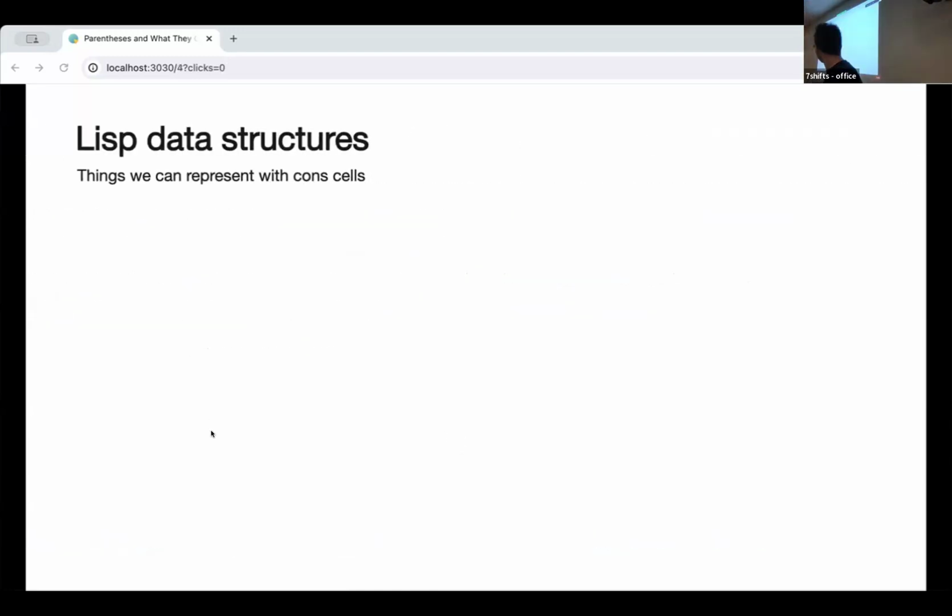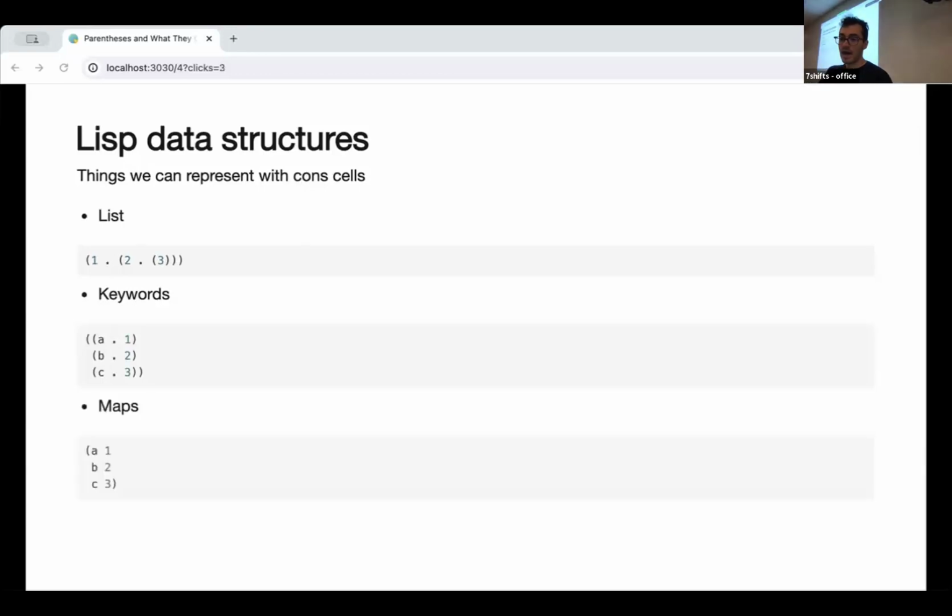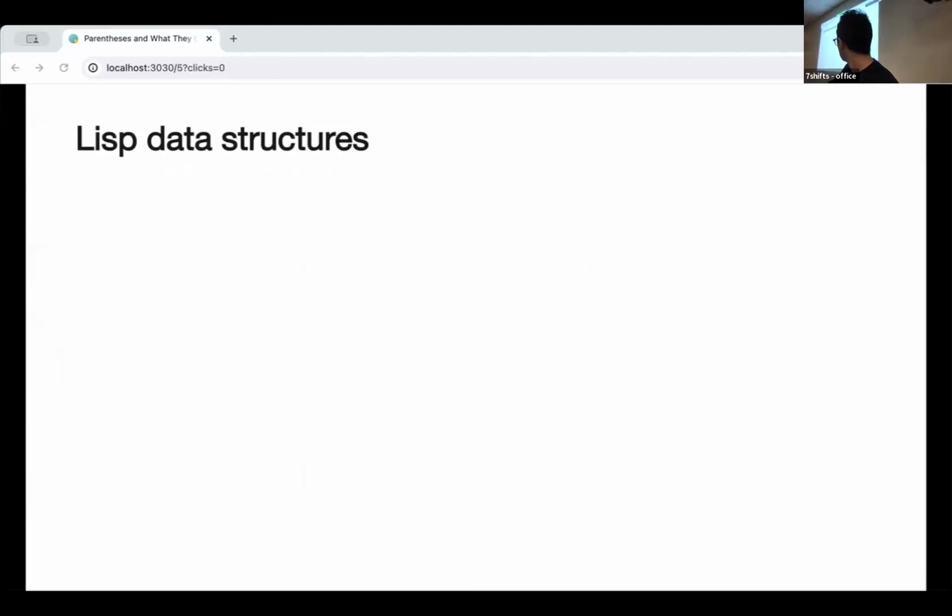So, okay, we know the syntax. So how can we maybe represent some data structures using this very, very basic syntax that we've learned so far? So lists, we've already seen lists. That's pretty easy. We can also do keywords. That's a keyword. You know, we've seen this before. We have keys and we have values. We can do maps. This is maybe just another way of writing the same thing, but it's a different form. We can also have some other data structures.